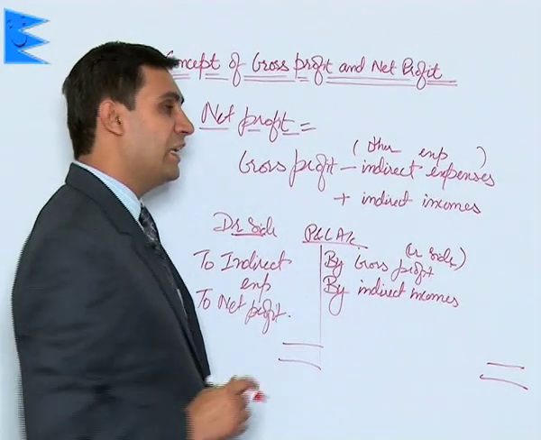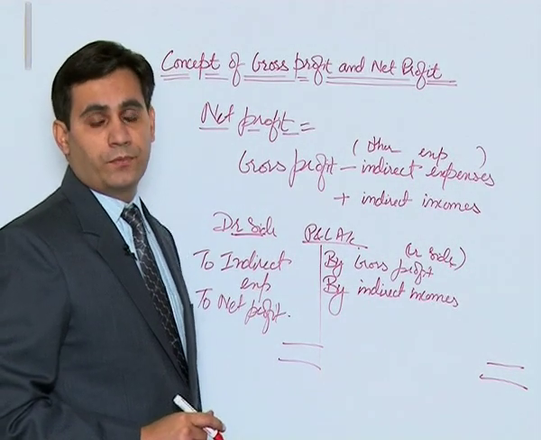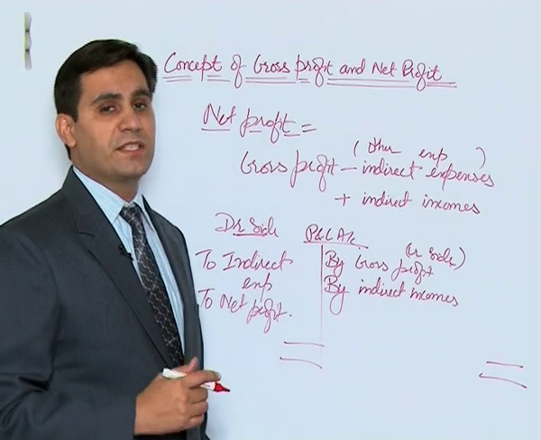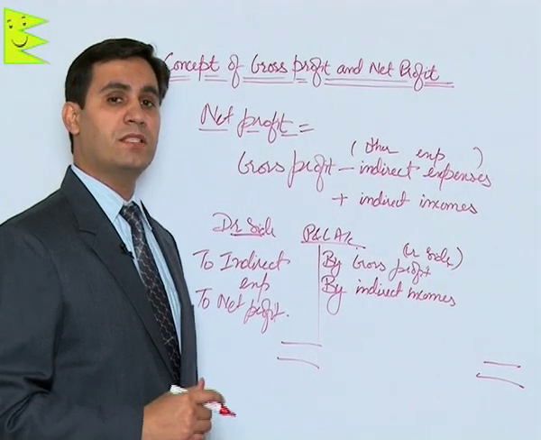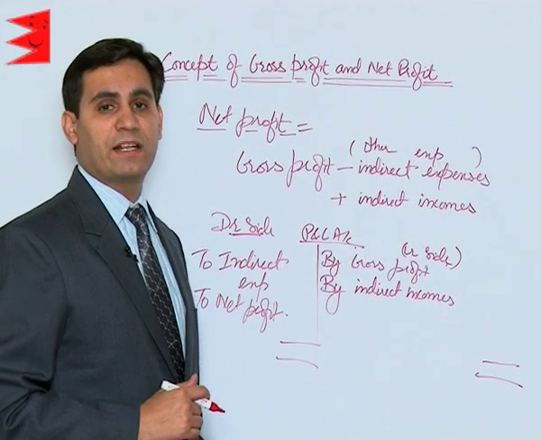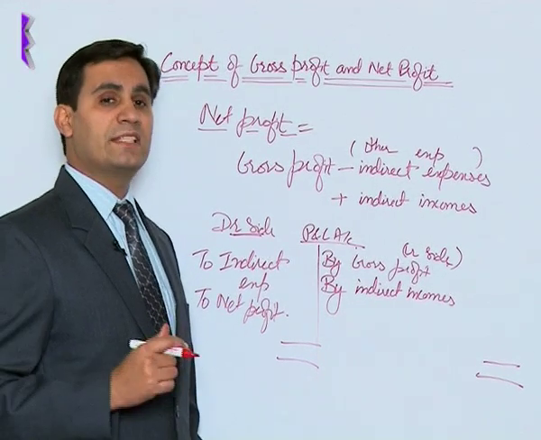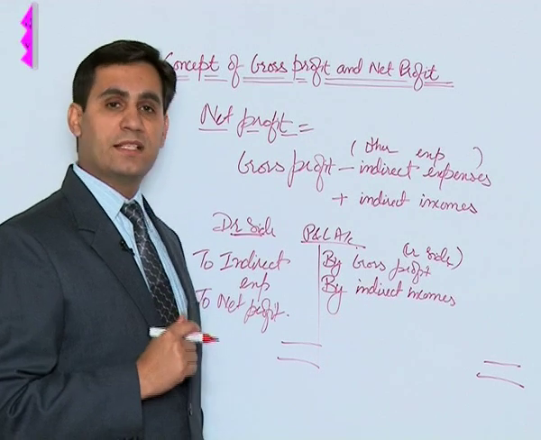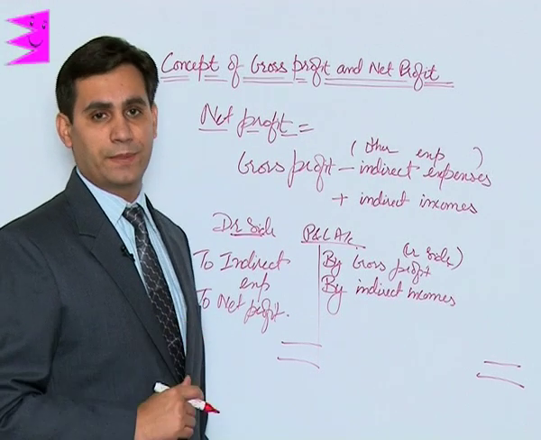Now, how do we identify indirect expenses? Students, indirect expenses differ from business to business. The simplest means to identify is that they are not directly related to manufacture of goods. So we can simply say that something which is not a direct expense is actually an indirect expense.